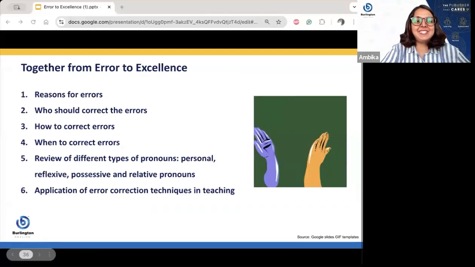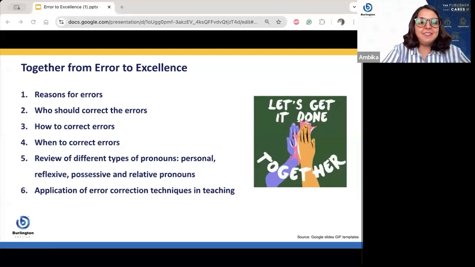Yes, we looked at reasons, who should correct the error, how the error correction is done, when to correct the error. We reviewed a little bit of a quiz on pronouns, and we ended with how we're going to apply these error corrections into our teaching as well. I'm hoping that all of you can take back really good methodologies that we've discussed today, and that you feel more equipped to identify and teach the different methods to the students.